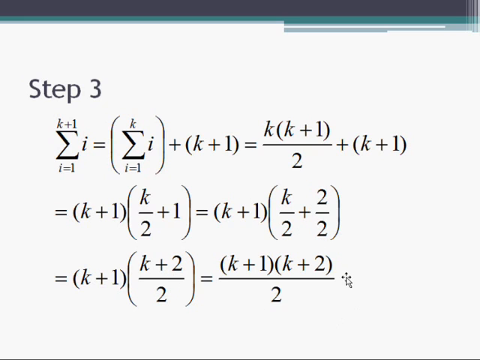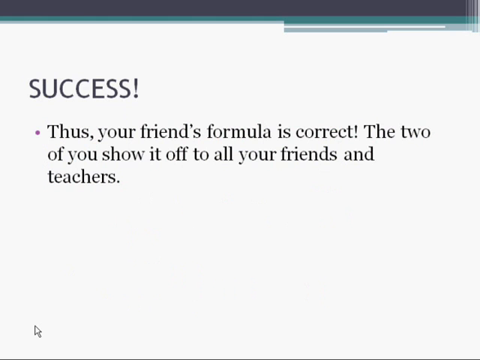And from there, like we were hoping it would, the sum of the first k plus 1 numbers becomes k plus 1 times k plus 2, all divided by 2. So in fact, this is the end of the proof. We have proven that this formula will work for the sum of the first capital N positive integers. We have proven that this formula will always work. So yeah, your friend was right.